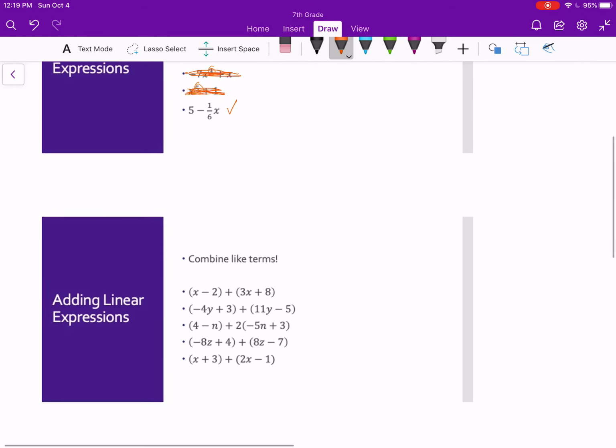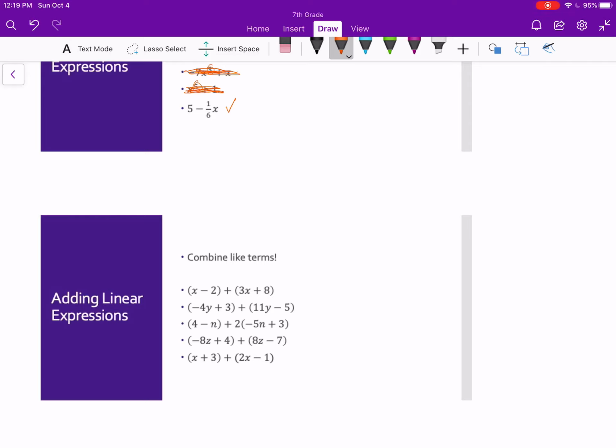Now to add linear expressions, all you're doing is combining like terms. So let's look at the first one. (x minus 2) plus (3x plus 8). When we're adding, we can go ahead and forget about those parentheses because it's not going to change anything. So I see an x and a 3x, so my answer is going to have 4x in it. I see a negative 2 and a plus 8, so it's going to be plus 6 because negative 2 plus 8 is 6.